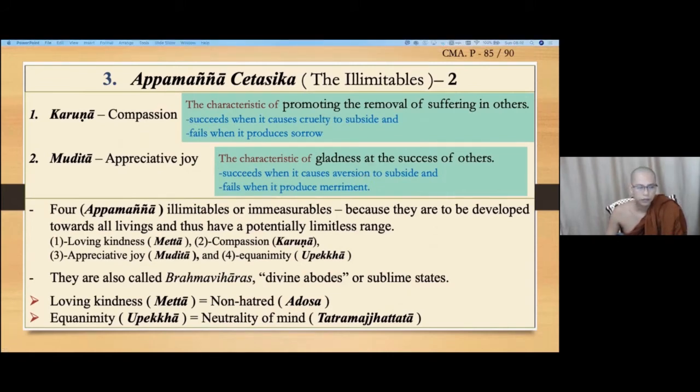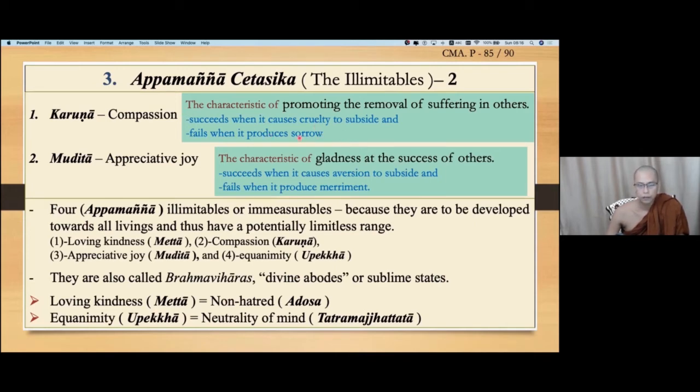Then here, these are the Appamanya Cetasika, the illimitables. Of them, compassion is concerned with the removal of others' suffering. So when Appamanya compassion arises, it subsides the cruelty in the mind. But by practicing compassion, the mental condition can change to a sorrowful condition.